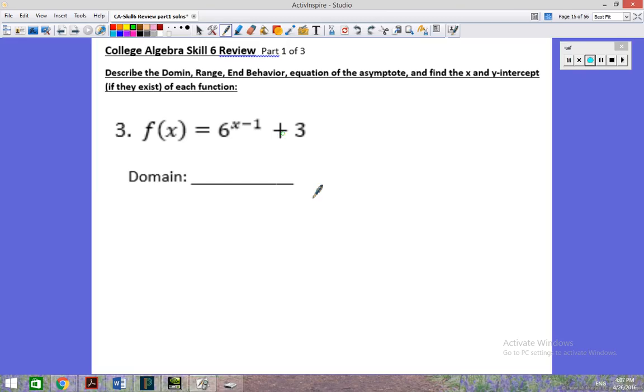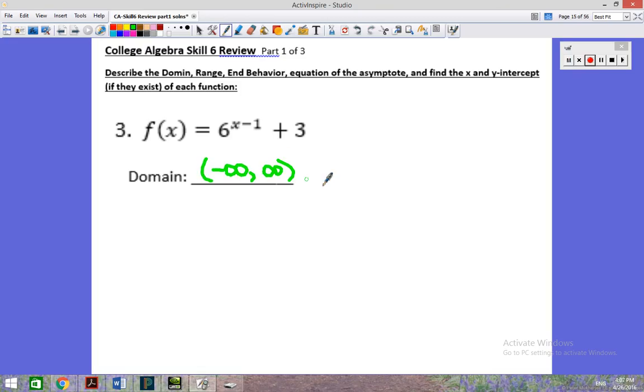Again, it's an exponential function. Now there's some differences, and some important differences. The base is bigger than 1, and there's 2 transformations. But I don't have to necessarily start thinking about the details if they're going to ask me about the domain, because I can immediately, without any thought, I know the domain of any exponential function is always all real numbers.